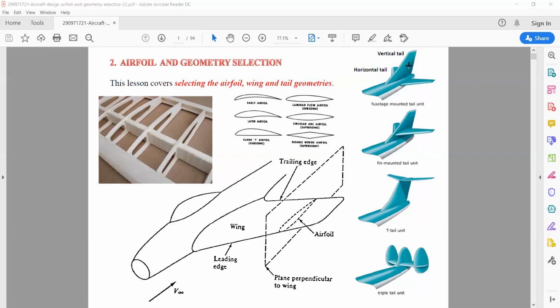Okay, so in the vertical tail we can see the rudder. It gives the yawing motion, left-right nose motion. Okay, left and right, this is called the yawing motion of an aircraft.